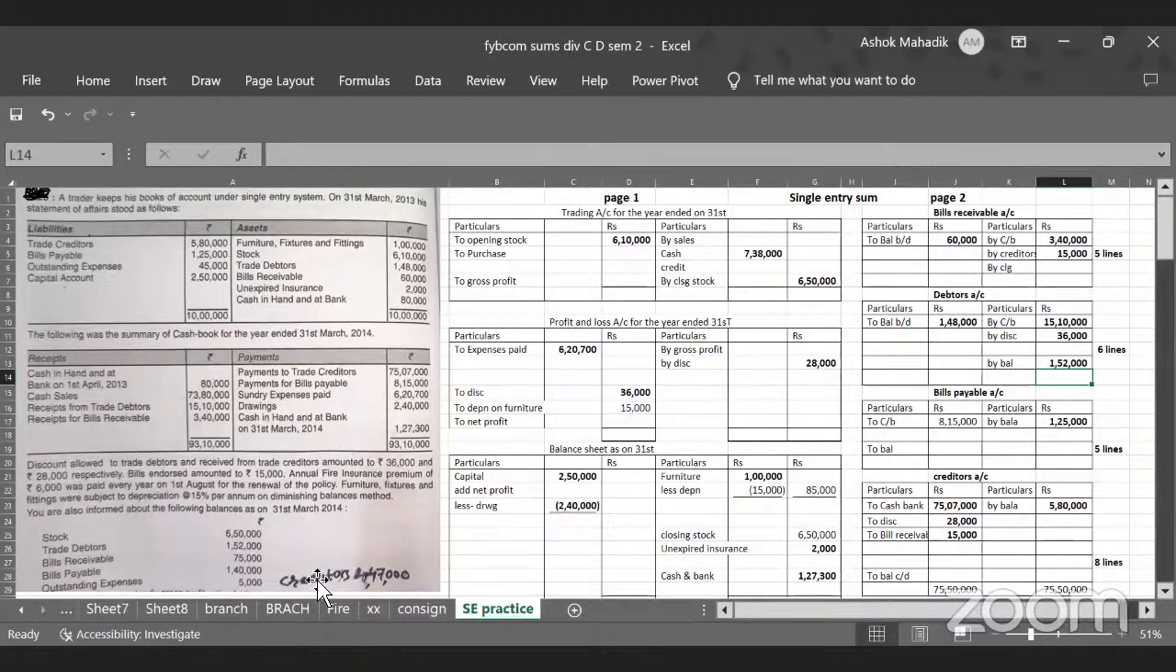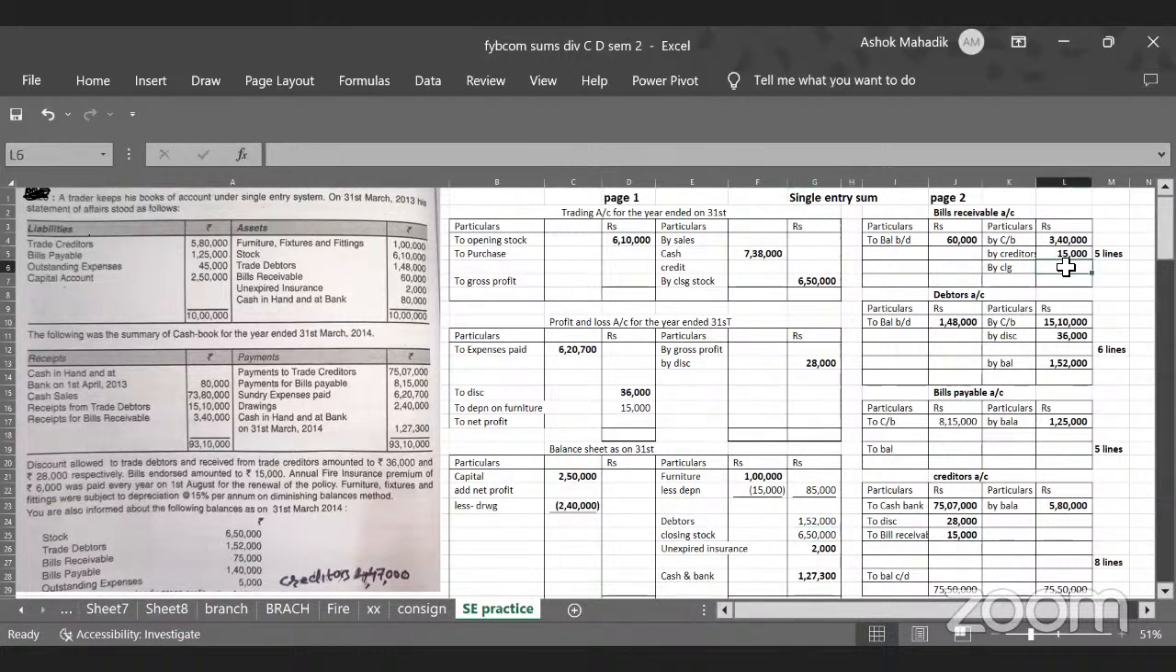So we were on closing stock, done. Debtors closing balance 1,52,000, and debtors appears on the asset side also. So I'll write debtors, 1,52,000. Always record closing balance in that account as well as in the balance sheet. Don't forget this.